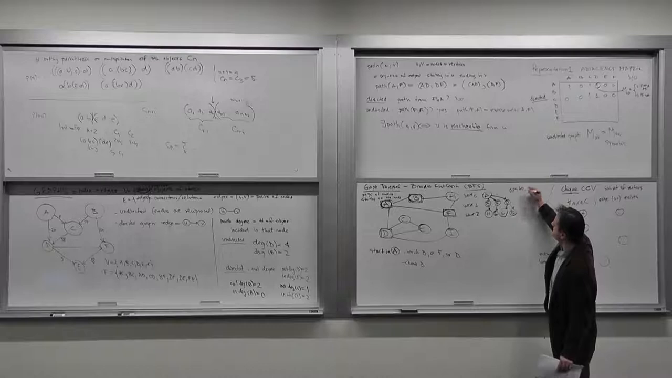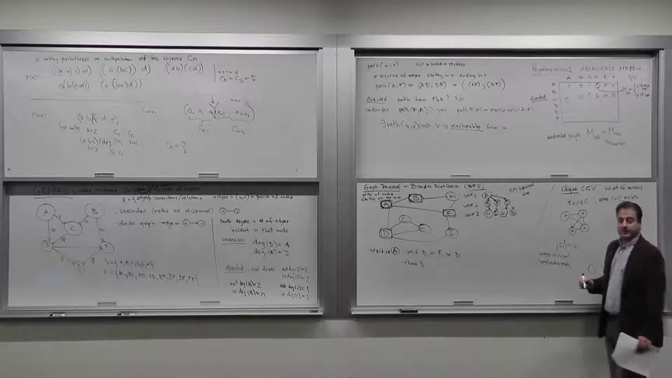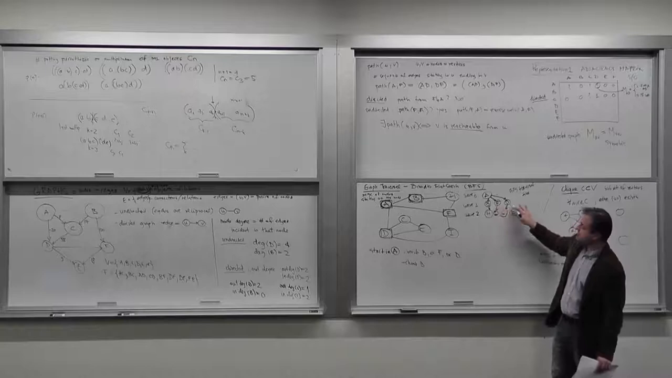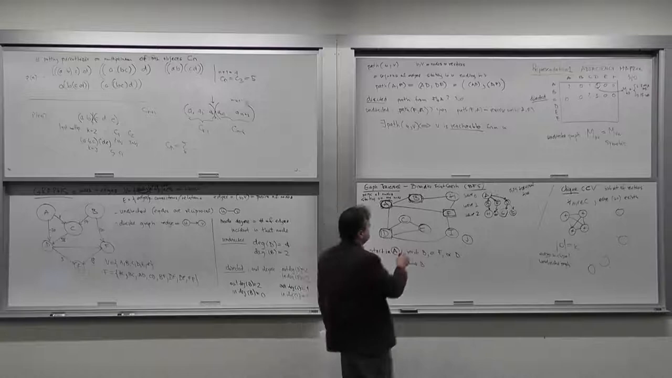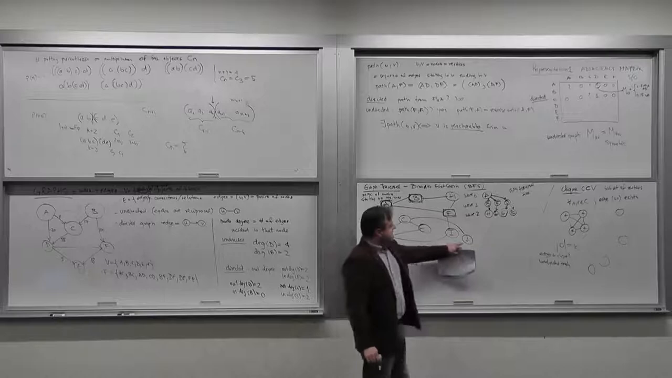Which is how reachable are those nodes starting from A by waves. The immediate reachable nodes are B, F, D, and then from these nodes I reach other nodes. Now suppose I have another node here, I'm gonna call it J, and that's reachable from C. In what wave would this J be?